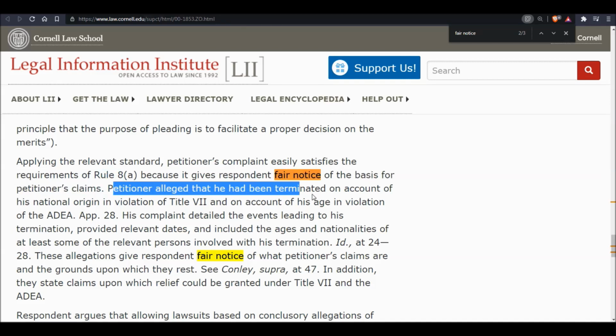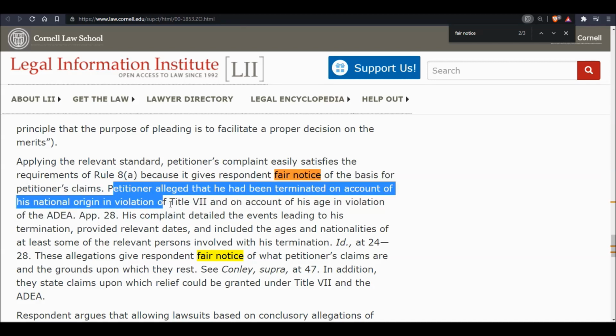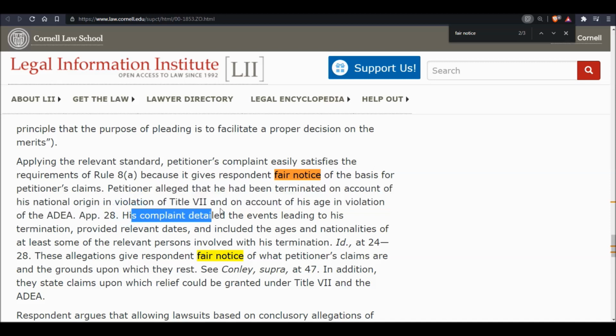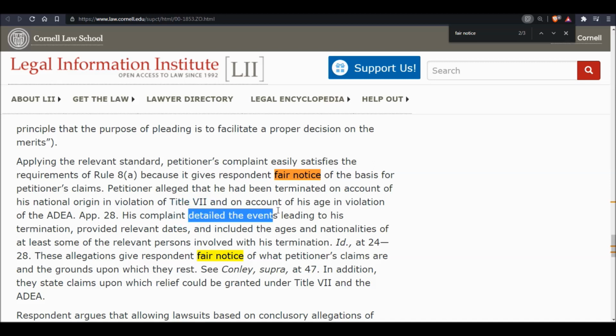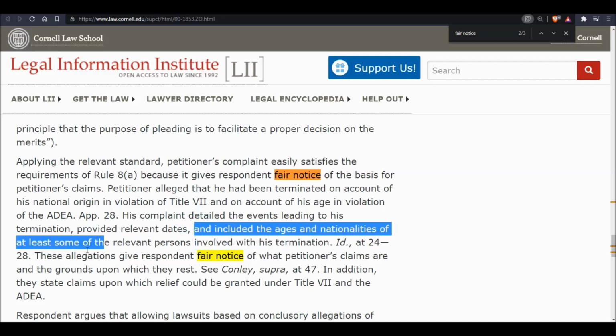Petitioner alleged that he had been terminated on account of his national origin in violation of Title VII and on account of his age in violation of the ADEA. His complaint detailed the events leading to his termination, provided relevant dates. Look at that. I mean, this guy is saying, okay, the termination of my capacity with this contractor occurred. Why? Because of my national origin and age. And then he detailed the events, meaning he explained the why and the how leading to his termination, provided relevant dates, and included the ages and nationalities of at least some of the relevant persons involved in his termination.